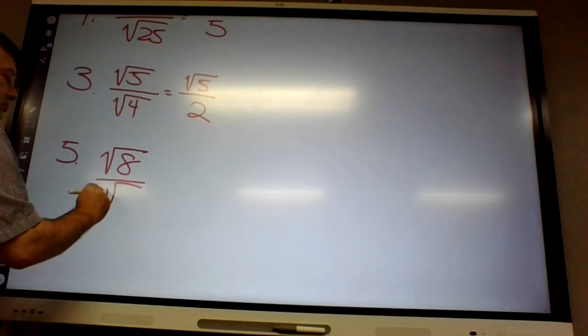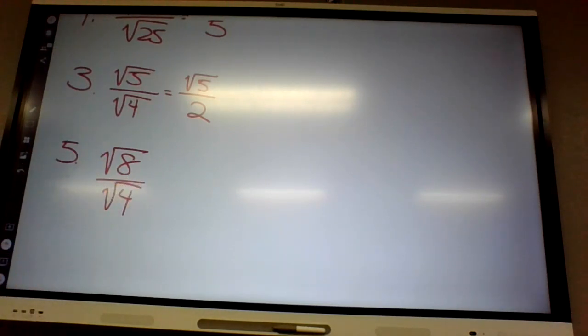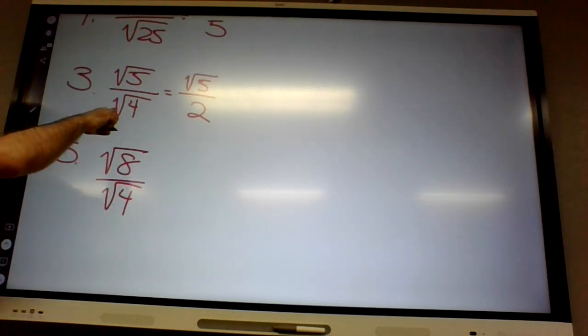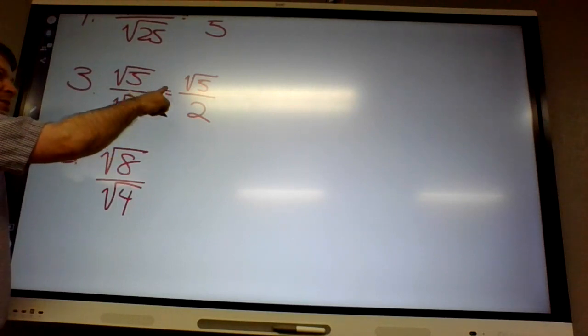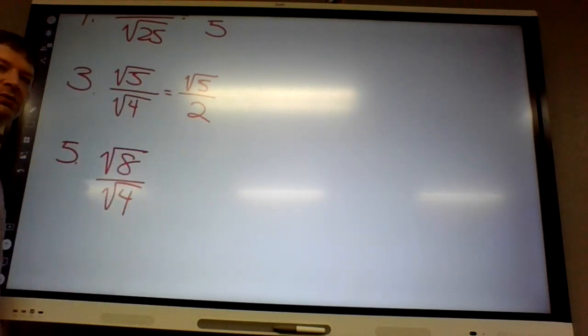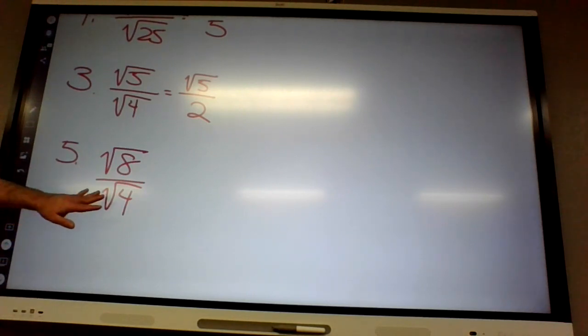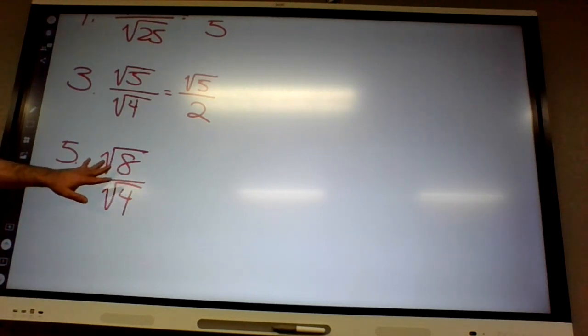How do you know when to put the square root sign on? Well, this one has a square root of 4. It's 2. But this one doesn't have a square root. Okay, now we could do square root of 4 and simplify square root of 8, like with the tree.